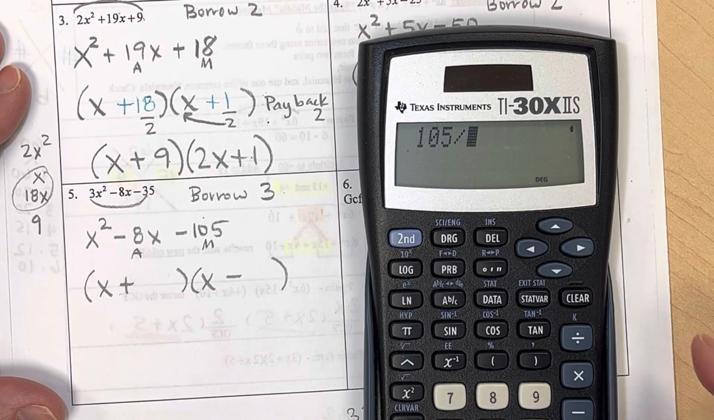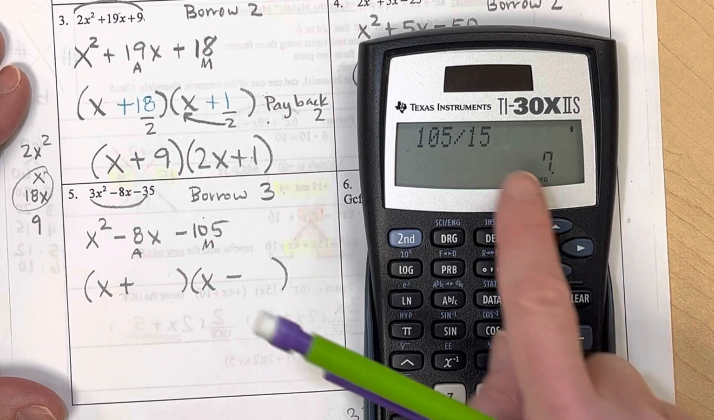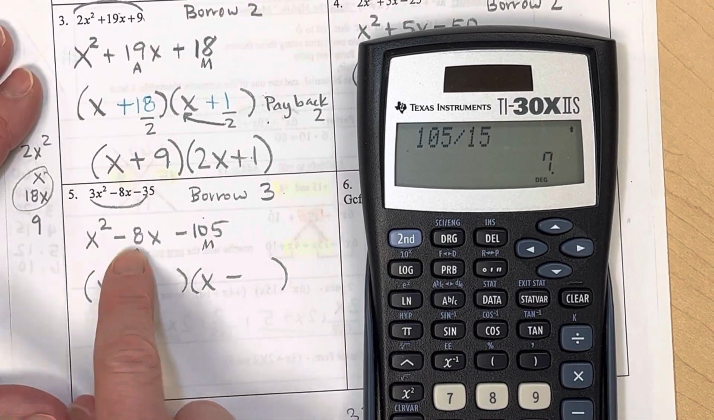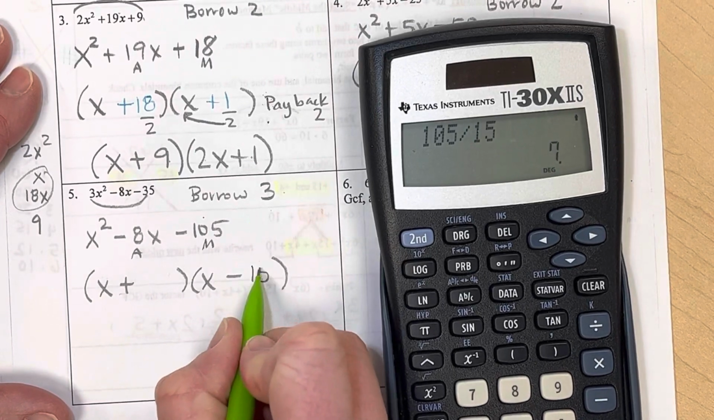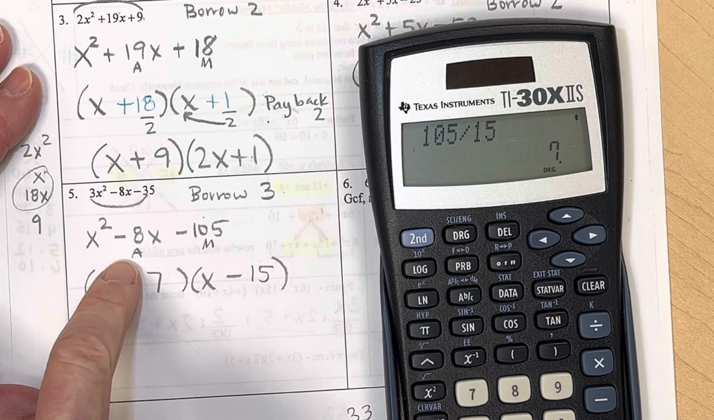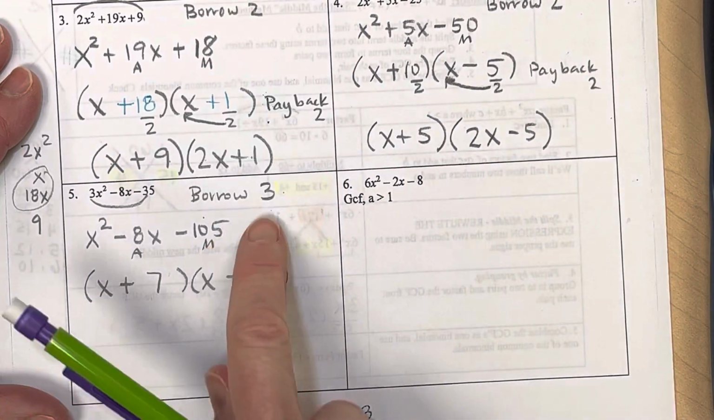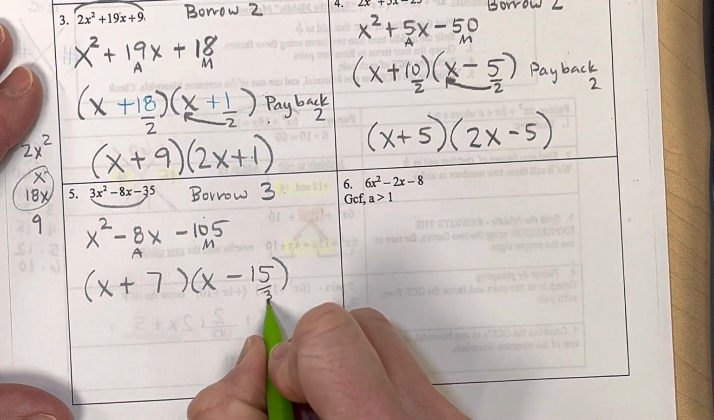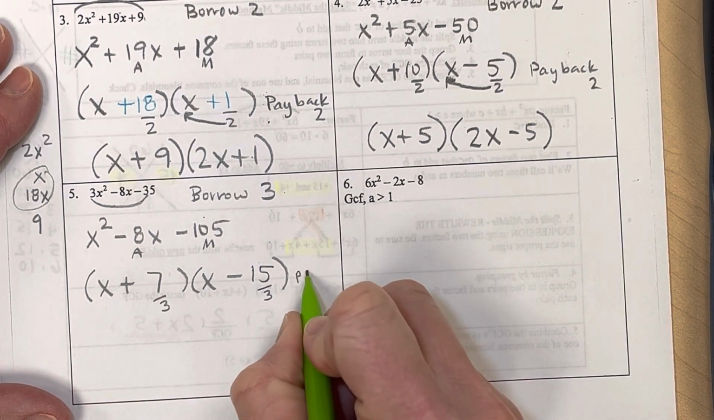How about let's go with a 15. A 15 and a 7 are 8 units apart. If my 15 is negative and my 7 is a positive, they will add together to make negative 8. Okay, now I borrowed some money, I was going to say. I got to remember to pay it back.